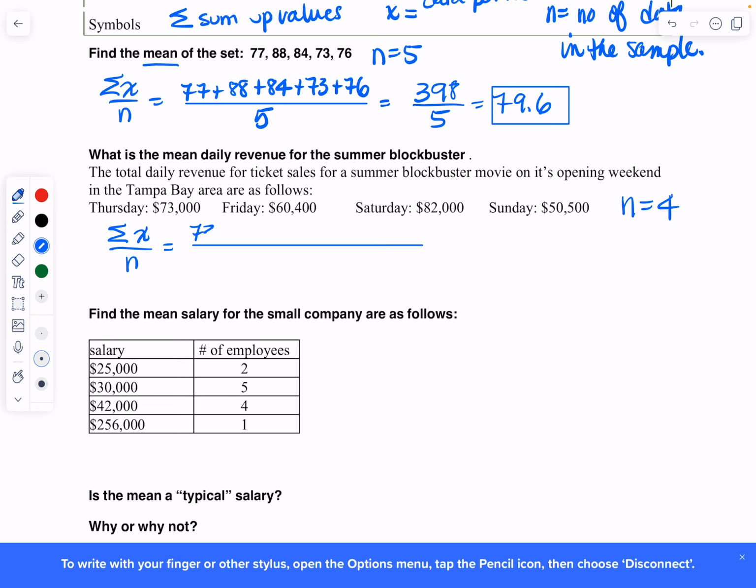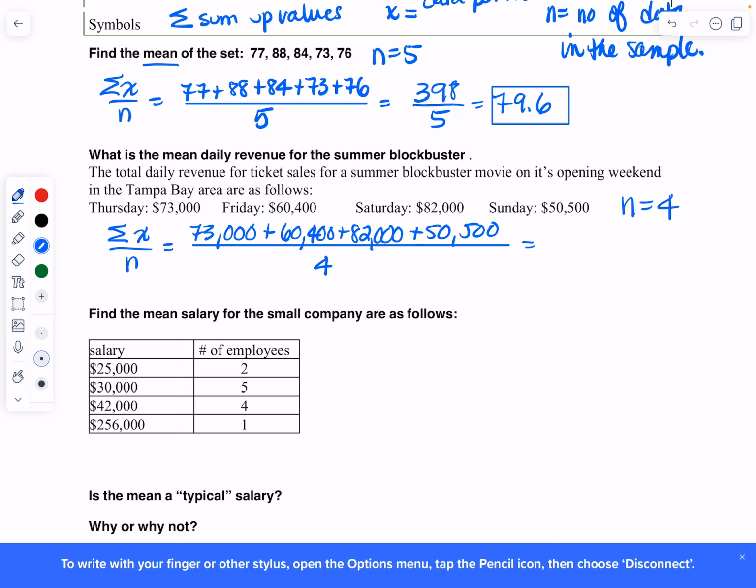This looks like I'm going to take 73,000 plus 60,400 plus 82,000 plus 50,500. Okay. Now I'm going to divide that by the total number, and there are 4 data points. So let's see what this equals. So 73,000 plus 60,400 plus 82,000 plus 50,500.